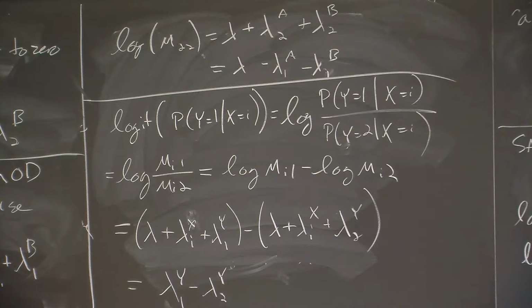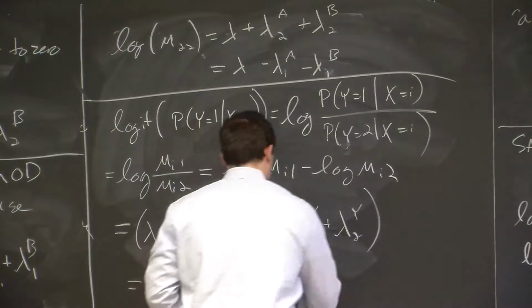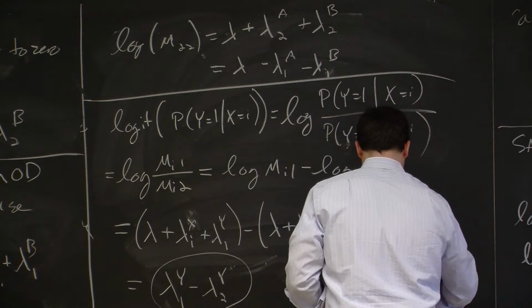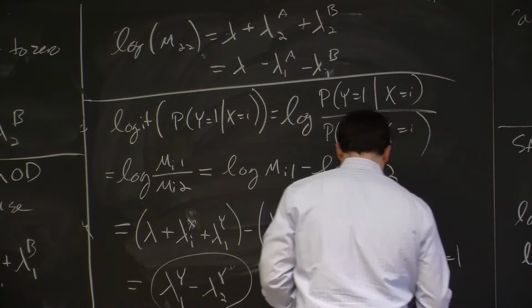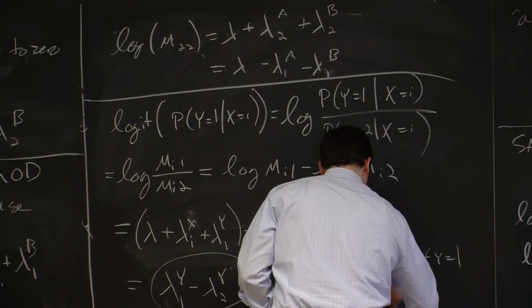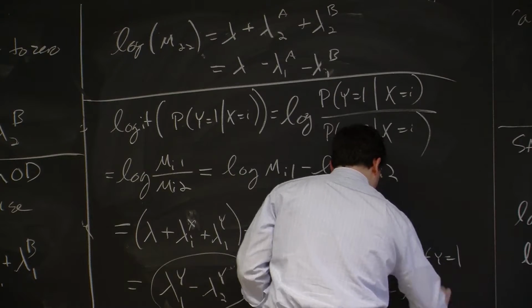So what's going on here? Well, we assumed independence in this model, and so the answer we get here doesn't depend on i, doesn't depend on x, because we assumed that these variables were independent. In other words, our assumption is that in each row, independent of x, the odds of y equals 1, which is what we calculated up here, is e to this number, lambda 1y minus lambda 2y.